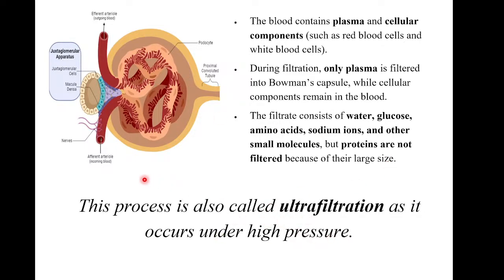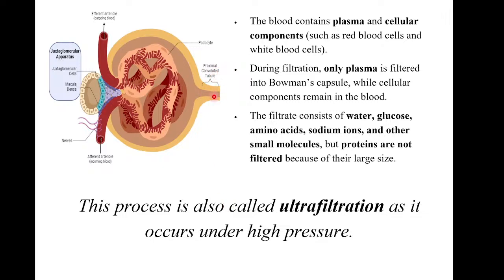I have told you why the pressure is more, because the afferent arteriole has a wider diameter than the efferent arteriole. The filtrate fluid is now called the glomerular filtrate and moves into the proximal convoluted tubule.